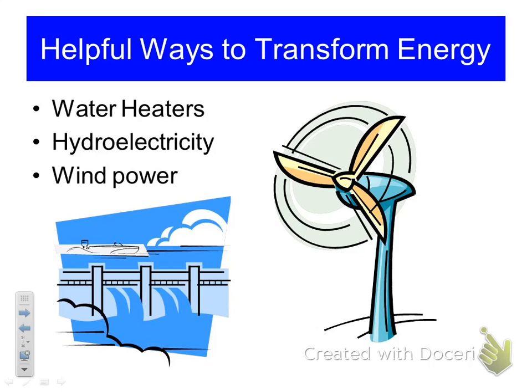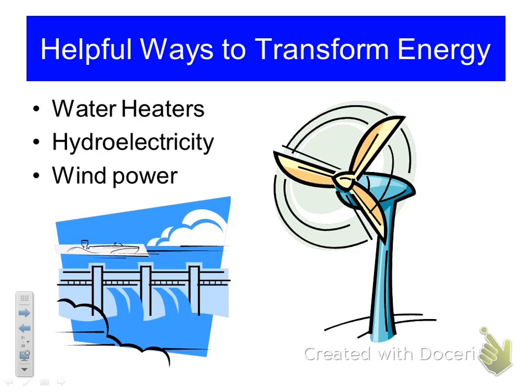Your water heaters in your house. Hydroelectricity. What does that mean, hydroelectricity? Sydney? Water. How do we use water to get electricity? Riley? Like, if you put this thing and then the water would run through it and move it around. So the water runs through it, moves it, causes that mechanical energy. The mechanical energy is converted into electrical energy. Okay. Wind power. You can add the solar panels in there as well. Just giving you some ideas.